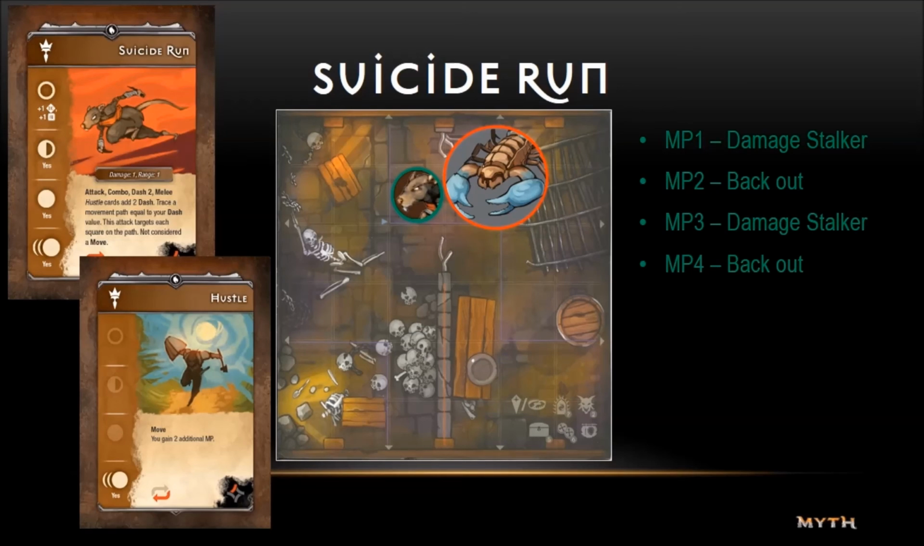Again, it's a unique way to play the card, but I thought I would share that with people just in case it wasn't obvious that you could do that with Suicide Run.